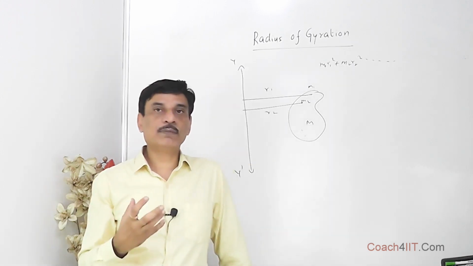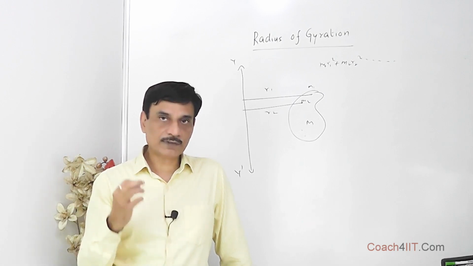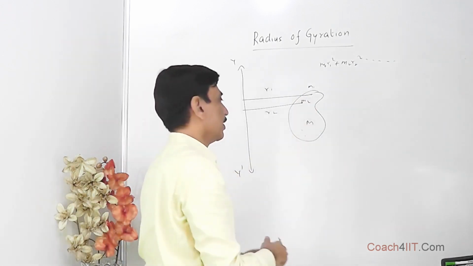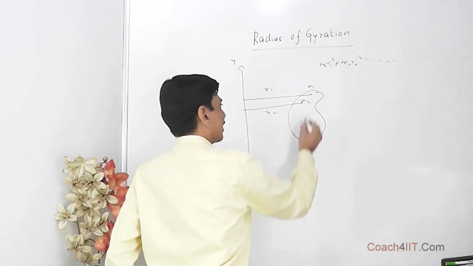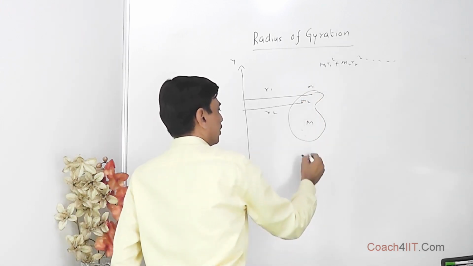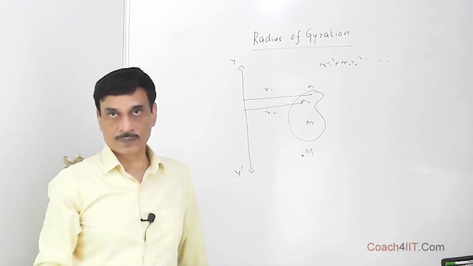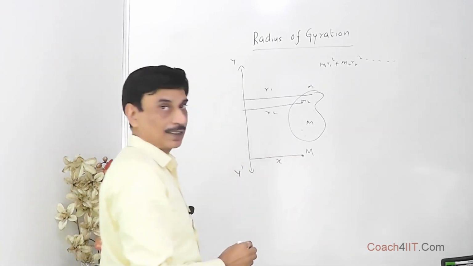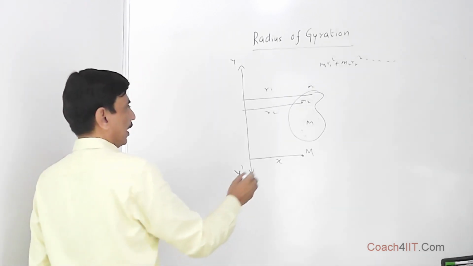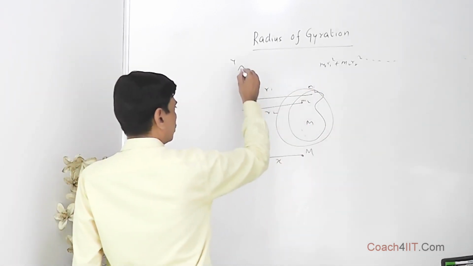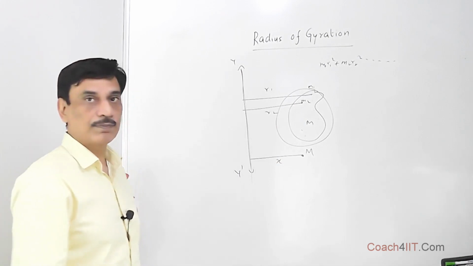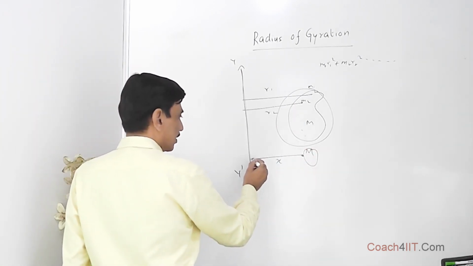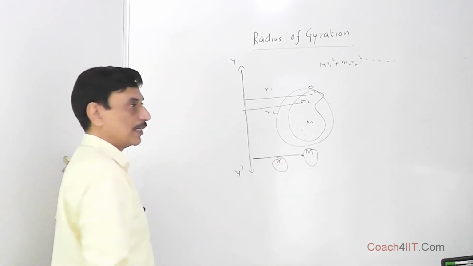So what do we mean by radius of gyration? Radius of gyration means that if we collapse this body, if we condense this body into a particle of the same mass, so now this body has been converted to a particle. Suppose this particle is at a distance x from the axis, and if the moment of inertia of this body about this axis is the same as that of this particle at a distance x, then this x is called the radius of gyration.